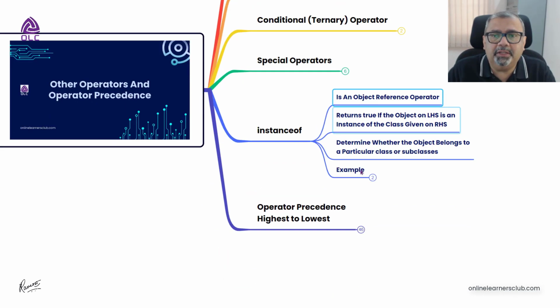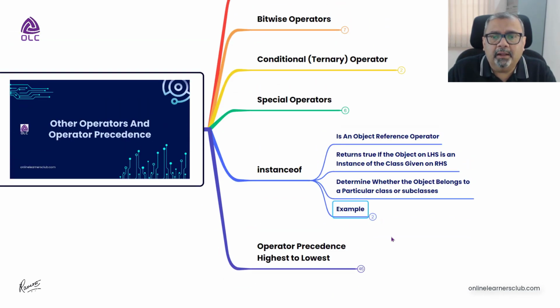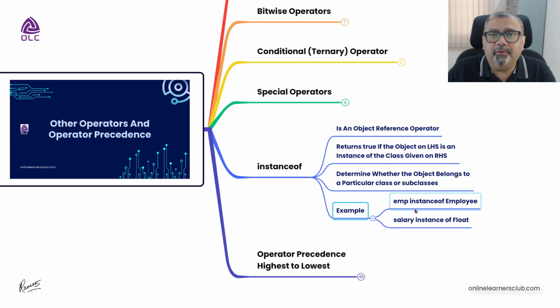A classic example you could see here: I have a variable emp which is of type Employee. I want to check if this variable is representing an Employee class. So you could say emp instanceof Employee, which will return true if emp belongs to an Employee object type. If it is not an Employee type, then it will return false.